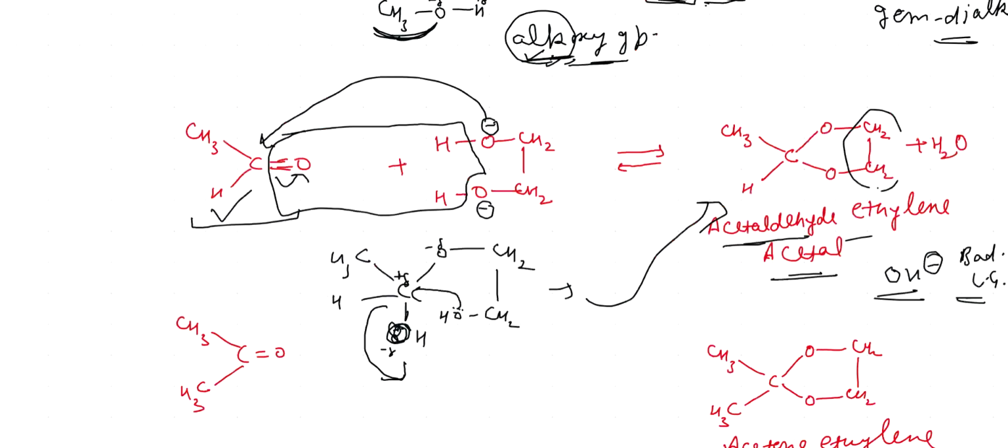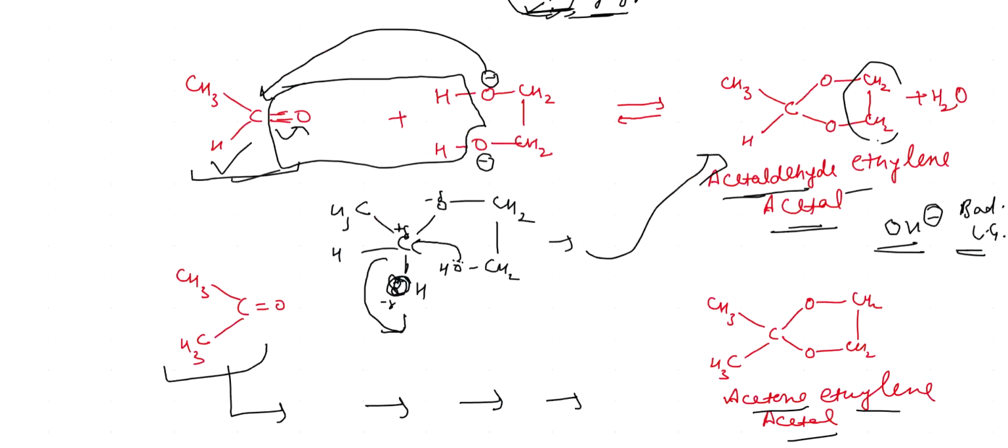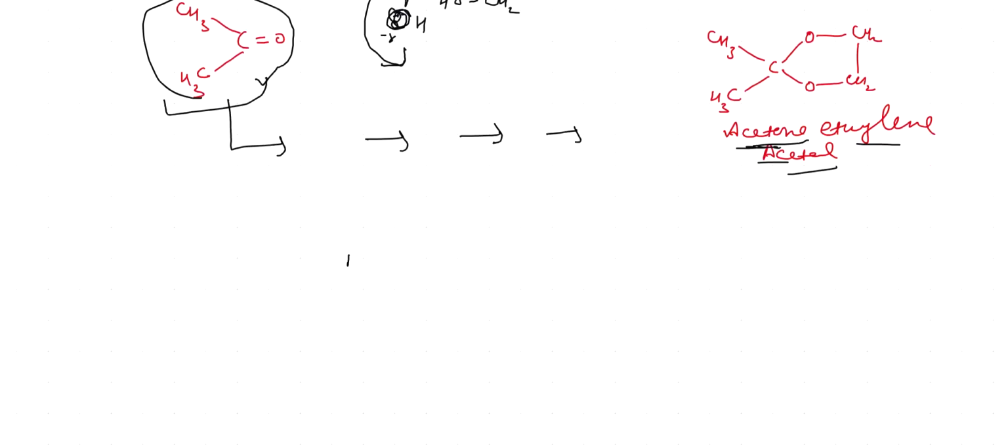Clear? Okay. So when I have chosen the reactant acetone, clear? Then the same mechanism is followed in this case also, and the final product we get is acetone ethylene acetal. So the difference is in the above reaction, the reactant is acetaldehyde. The product we are getting is acetaldehyde ethylene acetal. When we replace the reactant with acetone, the product is acetone ethylene acetal. Clear? So this was all about nucleophilic addition reactions to carbonyl compounds.